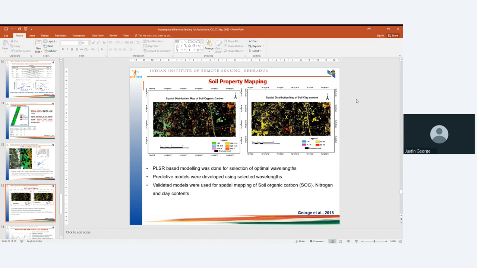So the predictive model was also used with the selected wavelengths. The validated models were used for spatial mapping of carbon as well as the nitrogen contents. But here the model was applied only onto the bare pixels, using an NDVI thresholding technique. Wherever the vegetation is present, the model will not be valid.